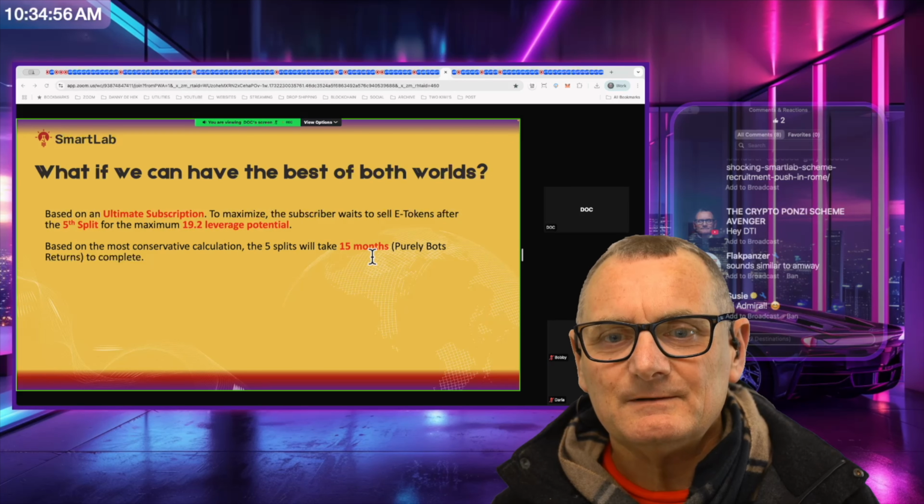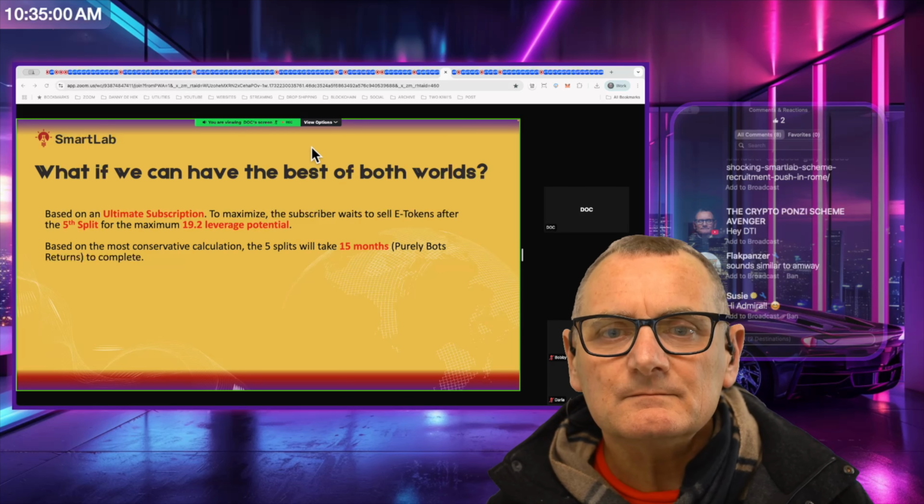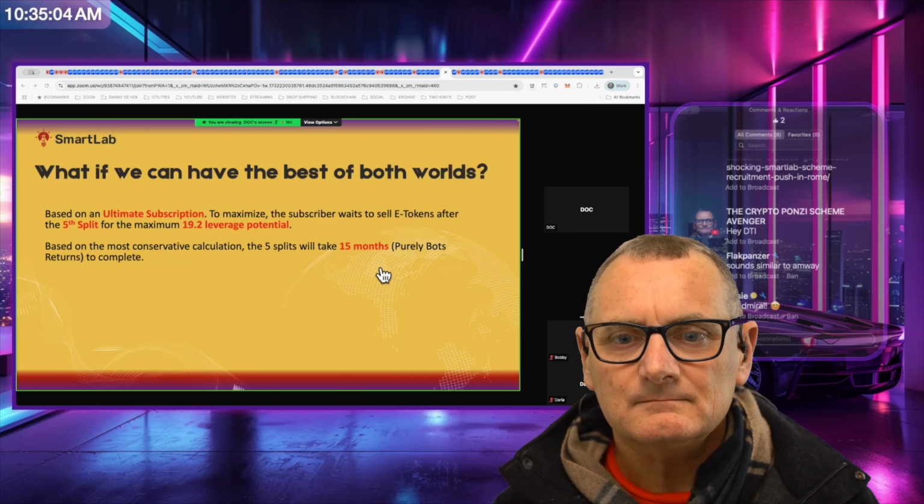Crypto Ponzi scheme. So based on the ultimate subscription, to maximize, the subscriber waits to sell the e-tokens after the 5th split for the maximum of 19.2 leverage potential.